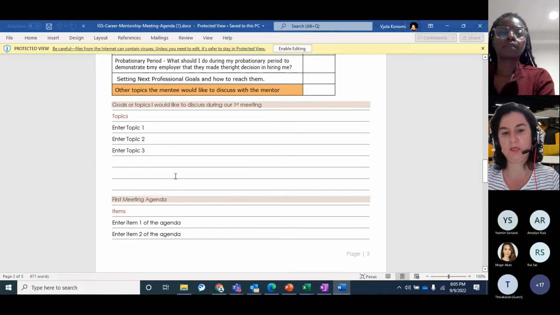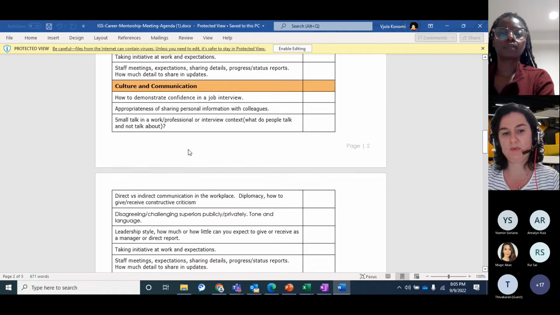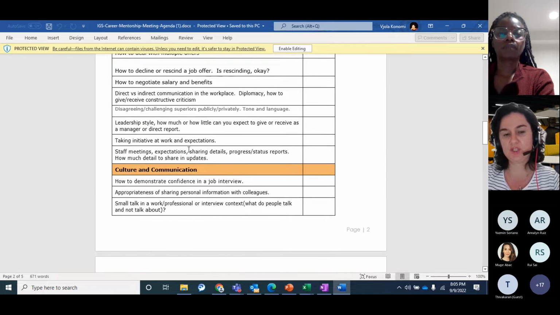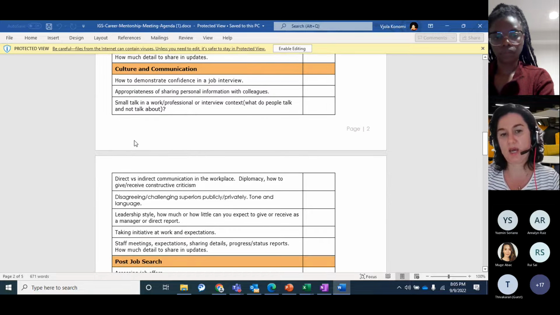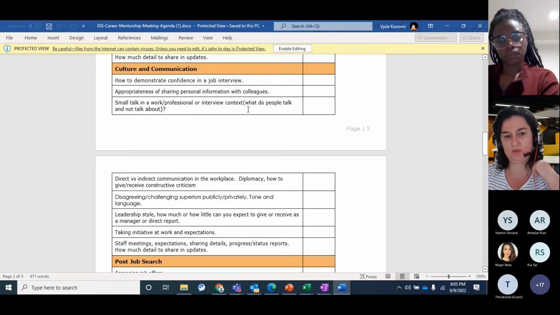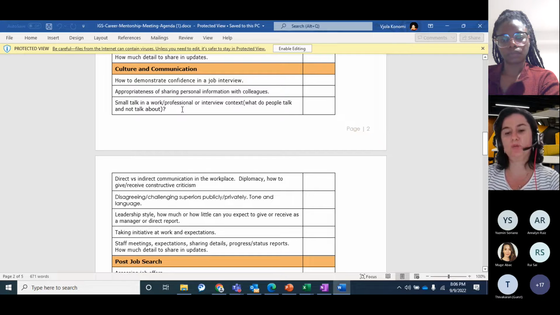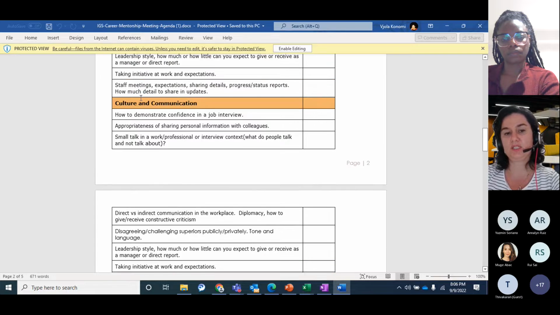So you can outline them here. Or, for example, it can be culture and communication, because you want to learn a little bit more about the Canadian workplace culture. Some of these topics can be how to demonstrate confidence in a job interview, or small talk in a work, professional, or interview context. What are people's conversations in the workplace here in Canada? What are some types of communication, direct versus indirect?